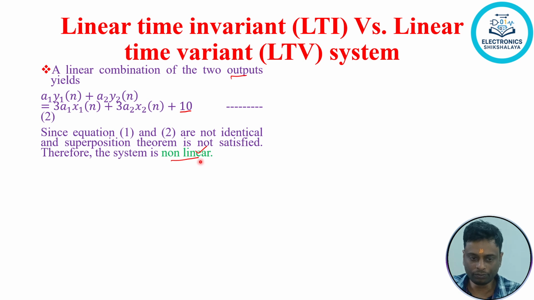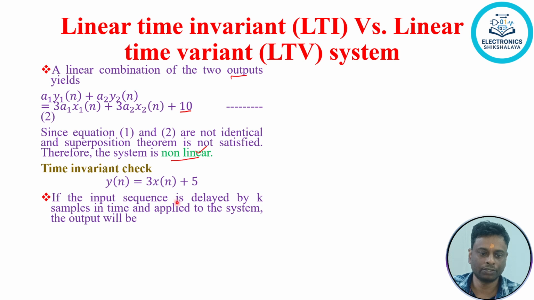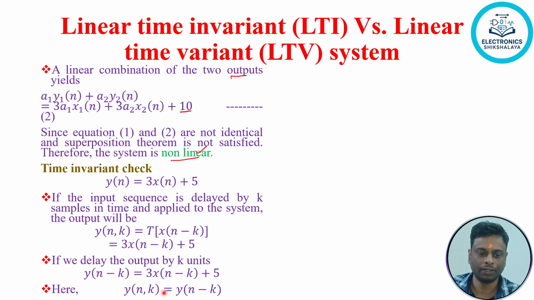Next we check for time invariance. y of n equals 3 x of n plus 5. First we delay the input by k samples and apply it to the system. So it will be 3 x of n minus k plus 5. This is y of n comma k. Then the output is delayed by k units, so y of n minus k equals 3 x of n minus k plus 5. In this case, you can see y of n comma k is equal to y of n minus k. That is why the system is time invariant.